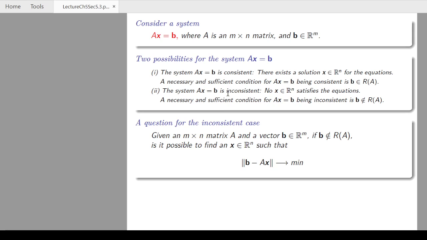So here is the question. Given an m by n matrix A and the vector b belongs to Rm, if b doesn't belong to R(A), in other words, the system Ax equals b is inconsistent, the question is: is it possible to find a vector x belongs to Rn such that the distance between b and A times x is the smallest?